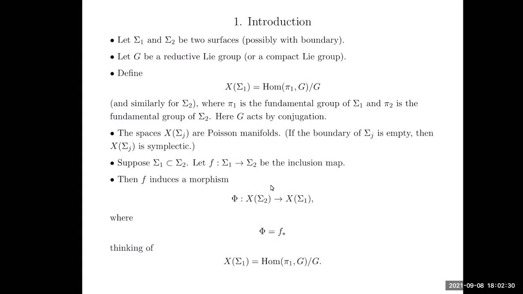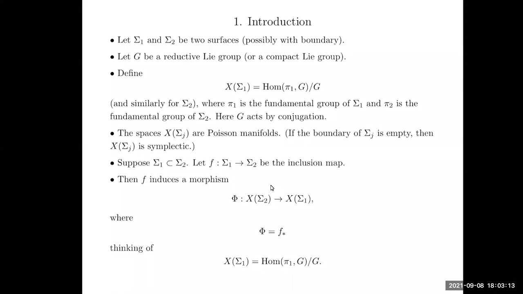So let's suppose that sigma 1 and sigma 2 are two surfaces, possibly surfaces with boundary, and G is a reductive Lie group or could be a compact Lie group. So we're thinking of things like U(N), SU(N). I will define X of sigma as what we met yesterday, the representation space. So representations of the fundamental group of sigma 1 into the group G up to conjugation.